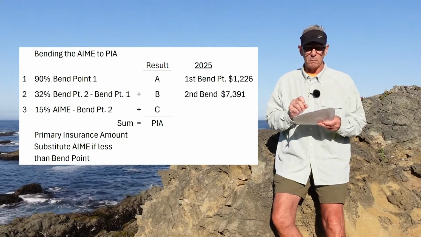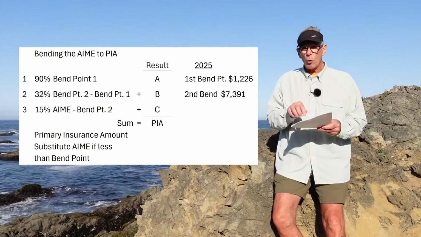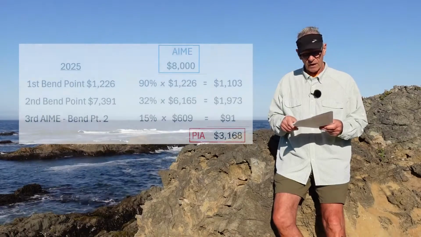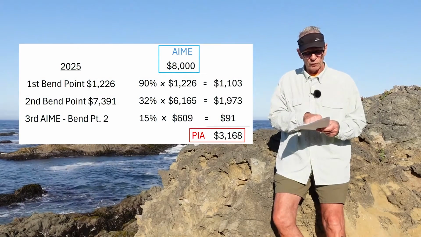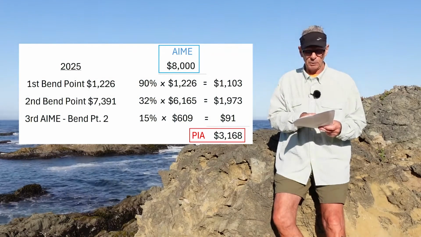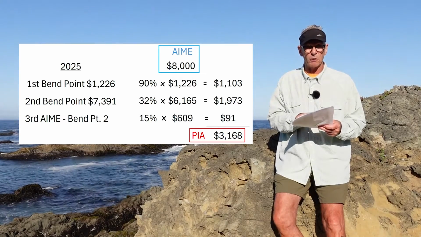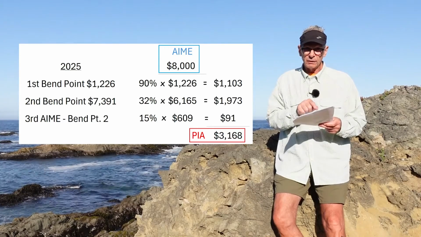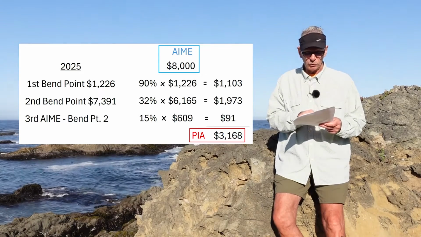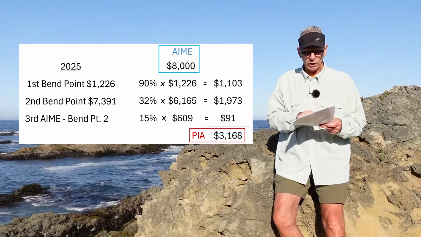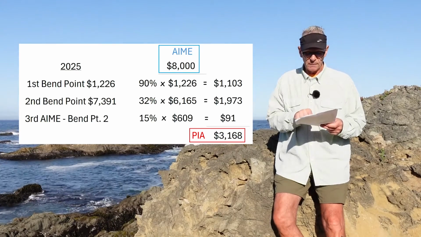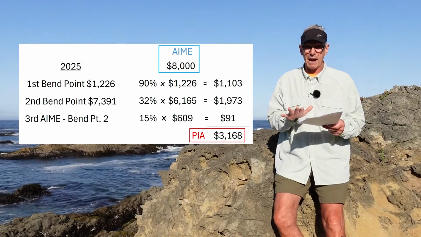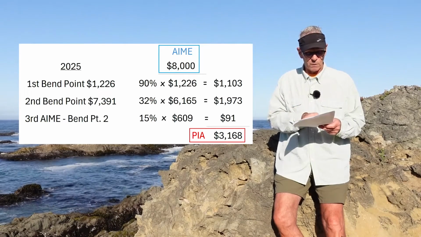Now, within this calculation, if the average indexed monthly earnings amount is less than a bend point, you substitute the AIME for the bend point. But let's go through an example where someone has an average indexed monthly earnings of $8,000. The first bend point is just going to be a straight 90% of 1226 for 1103. Second bend point, now that's going to be the second bend point minus the first one, so that's $6,165 times 32%, 1973. That's going to be for everyone that has an AIME over the second bend point.